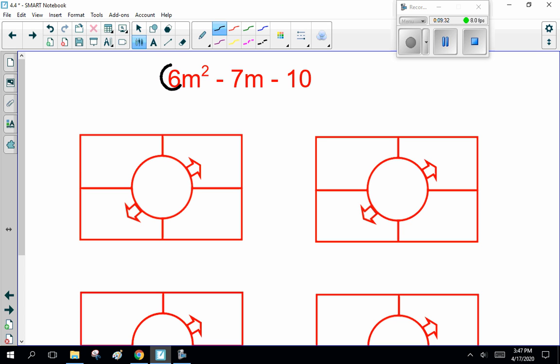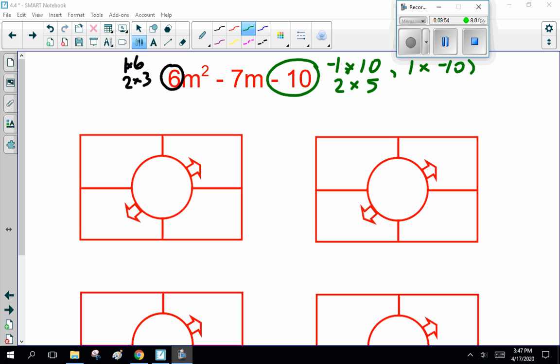What are the factors of 6? 1 and 6, 2 times 3. What are the factors of minus 10? Well, the factors of 10 would be 1 times 10 or 2 times 5. The trouble is it's negative, so minus 1 times 10 or 1 times minus 10. Minus 2 times 5, 2 times minus 5. Oh, crap. I mean poopy. There's a whole bunch of them here. That's why these are horrible. That's why we're doing this over 2 days.